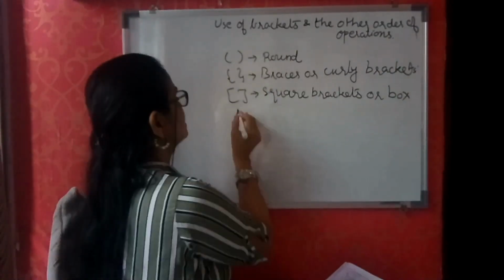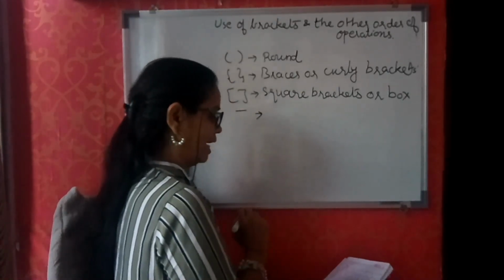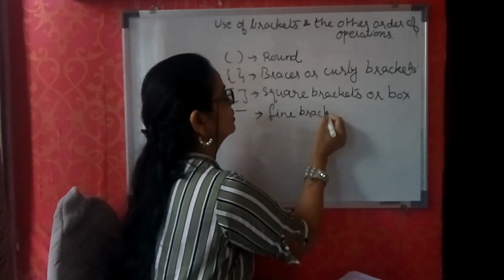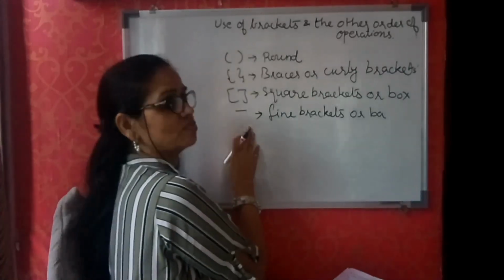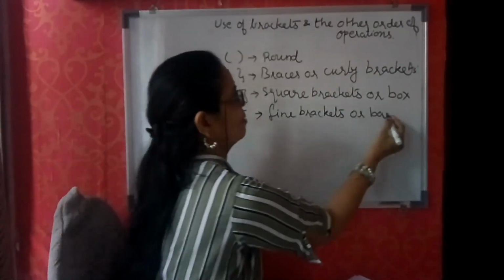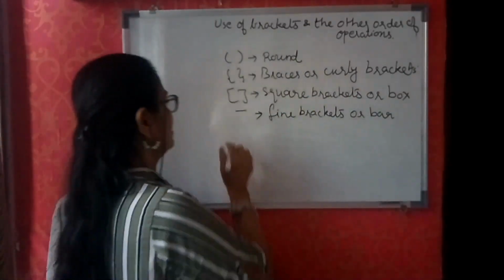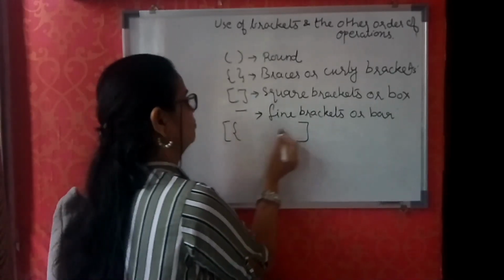And the last one is this one. This is called bar brackets. This is called line brackets or bar brackets. This type of sums will come in the higher standard. So you should know what it is. Bar brackets. Now, when we are solving, the sums will come in this form.